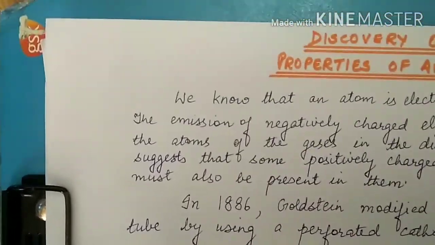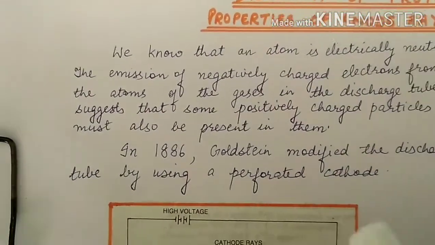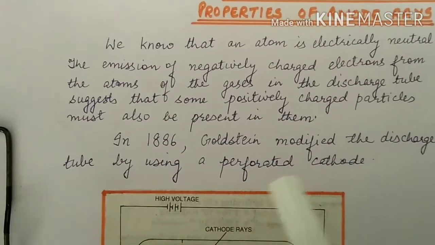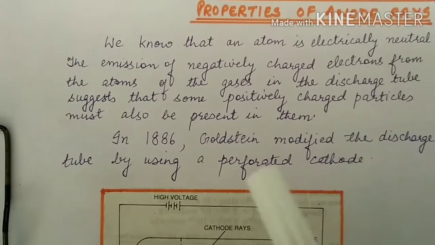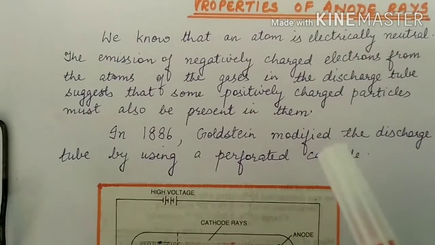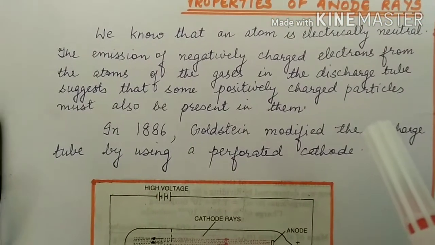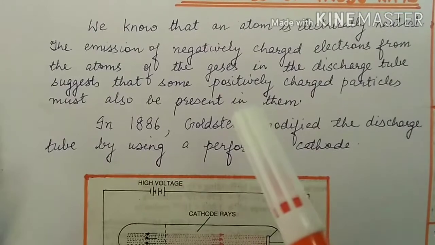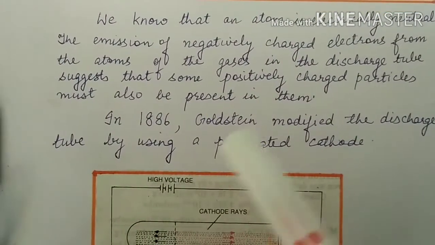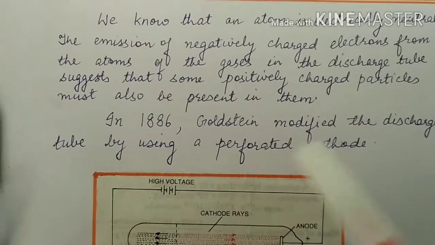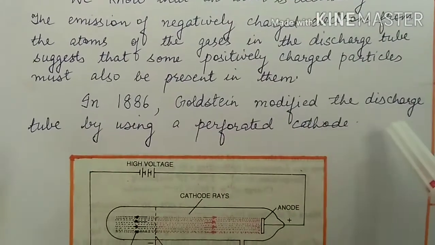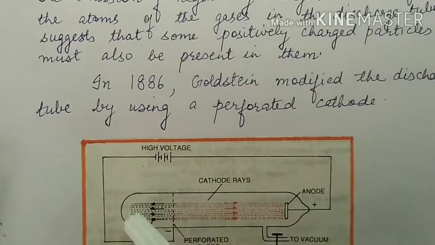Now, an atom is electrically neutral. Electrically neutral means if it has negatively charged particles, it must also have positively charged particles which make it neutral. So, the emission of negatively charged electrons from the atoms of the gases in the discharge tube suggested that positively charged particles must also be present in them. So, Goldstein in 1886 modified the discharge tube by using a perforated cathode.